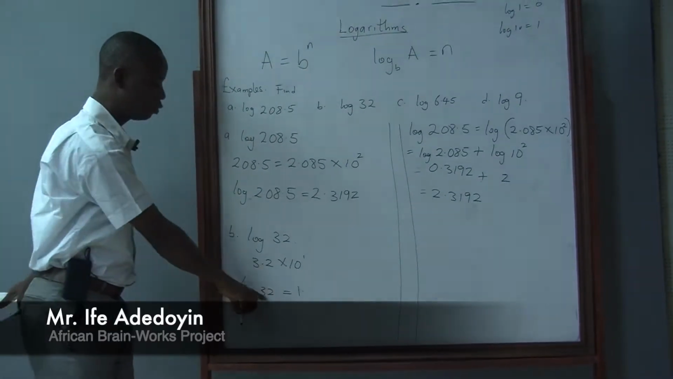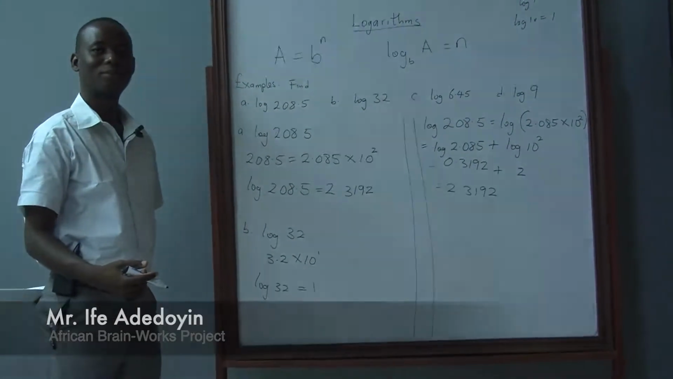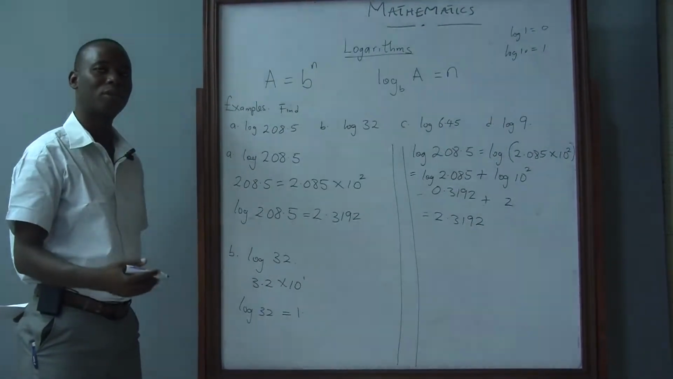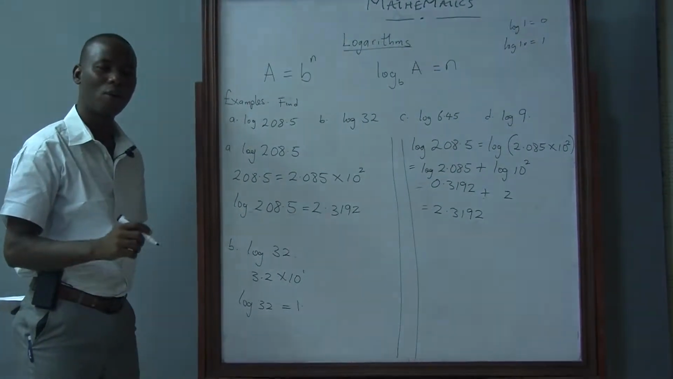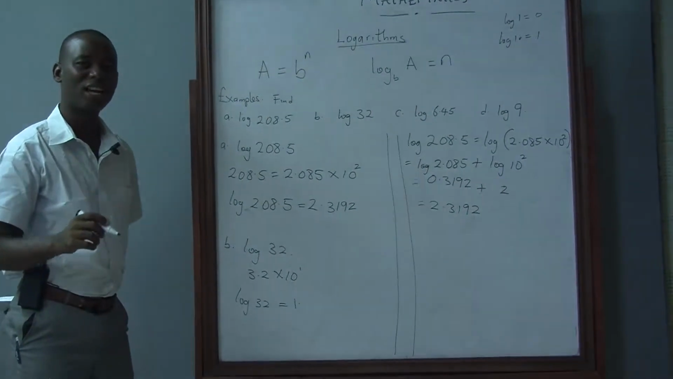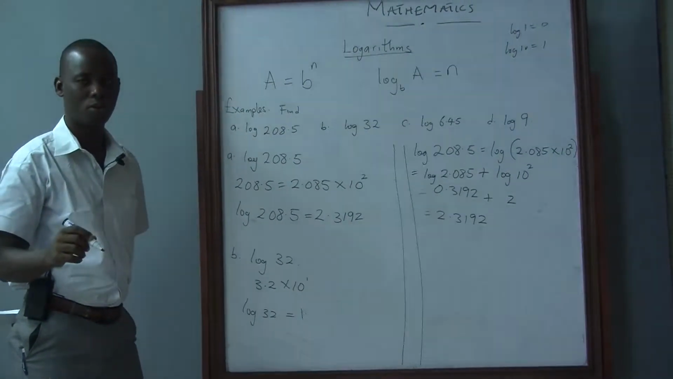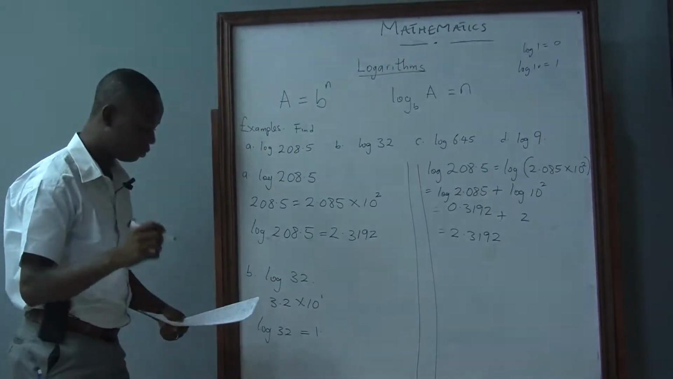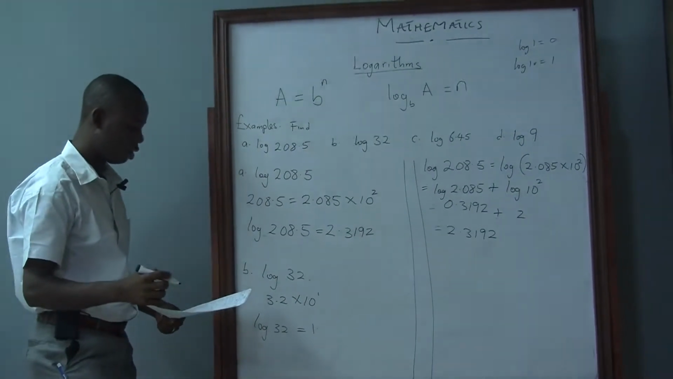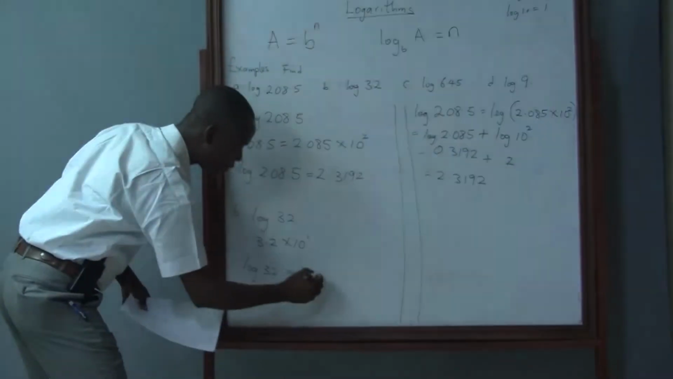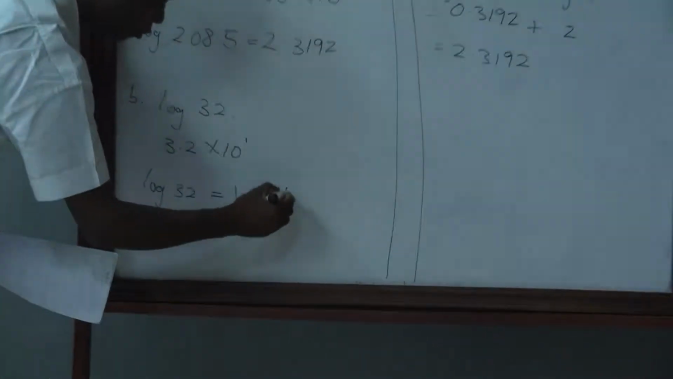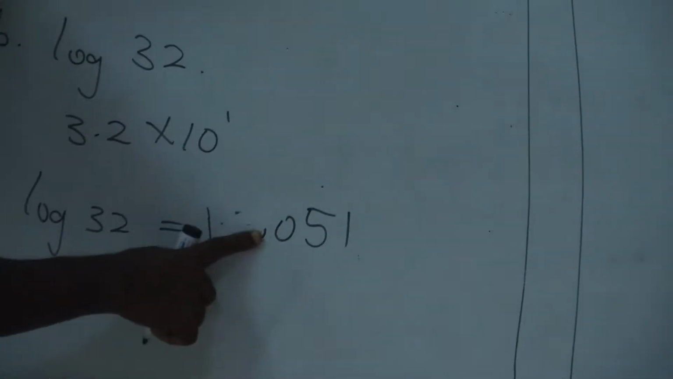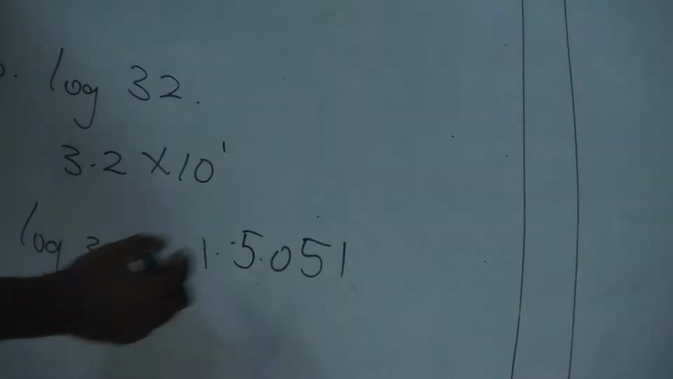Now here we have 32, just 2 digits. How do we check it? In our four-figure table, we go to the column where we have 32, and we check 32 under 0. According to the table, 32 under 0 equals 5051.